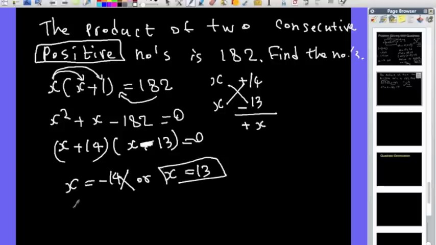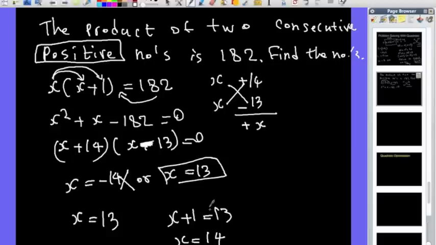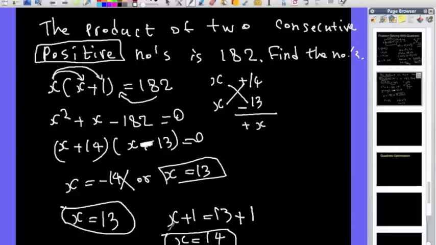So now let's replace it with x and x plus 1. So x would be 13, and x plus 1 would be 13 plus 1, so it would be 14. So our answers are 13 and 14.